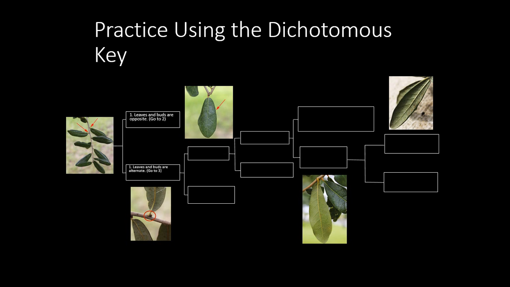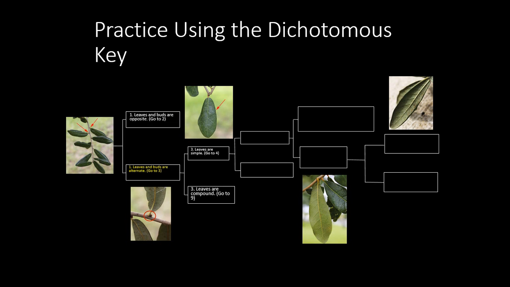So the first question is, are the leaves and buds opposite? And if they are, go to 2. Or are the leaves and buds alternate? Go to 3. As you can see in that first picture to the left with the 2 red arrows, there are leaves and they are emerging one at a time, in a sporadic pattern, and that would make them alternate, right? So we go to 3.